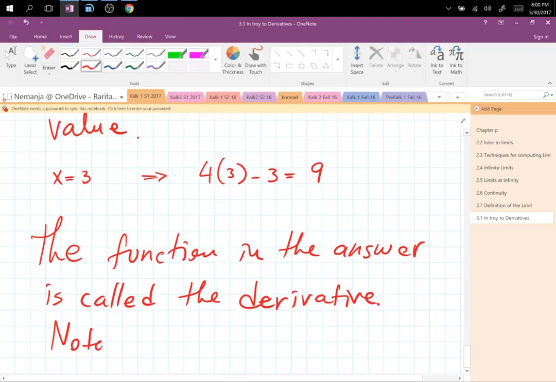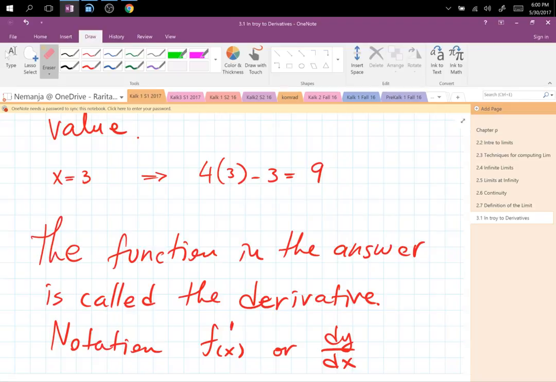Notation: f prime of x, or dy dx. dy dx is better, so we'll use that one most of the time. That's Leibniz notation, by the way. Leibniz came up with calculus independently at the same time as Newton. So they had a big debate over who owns calculus. They actually both own calculus, and Leibniz has a far superior notation. We'll see that down the line. dy dx notation is far superior to f prime.